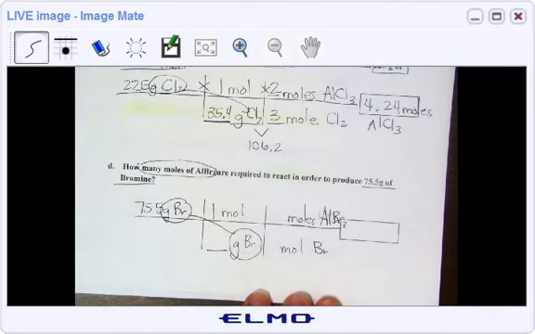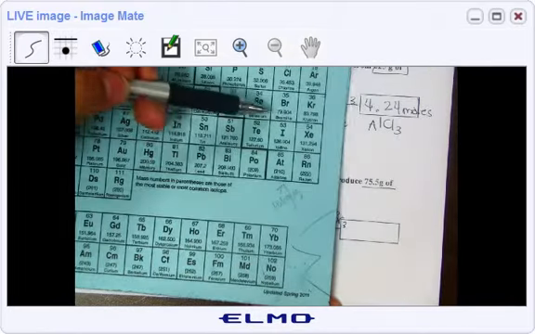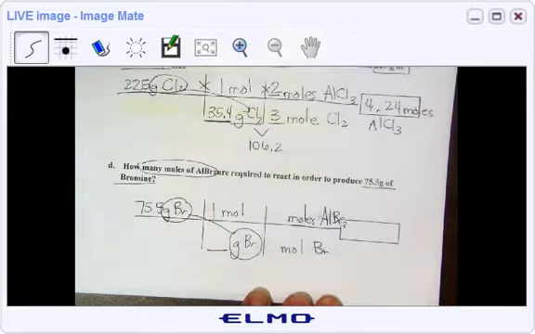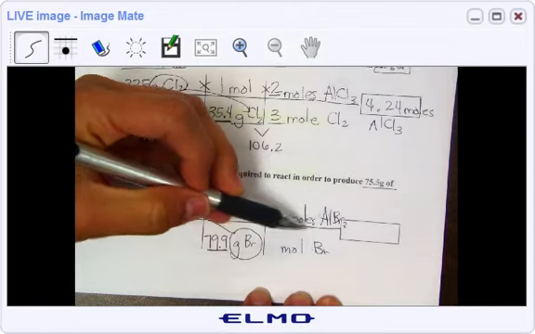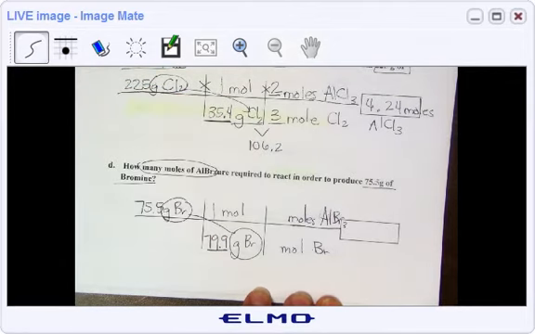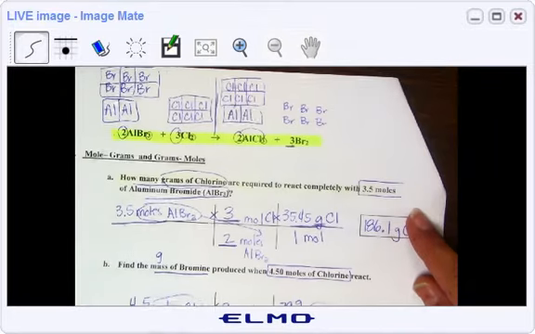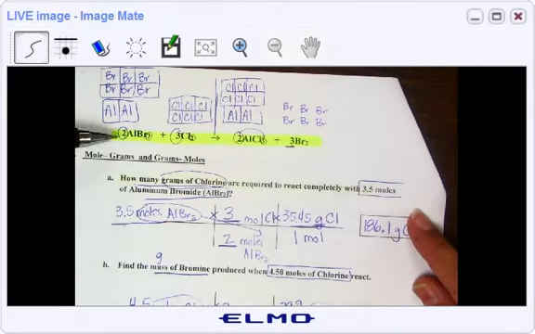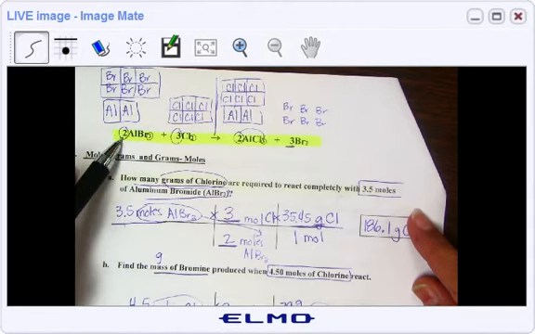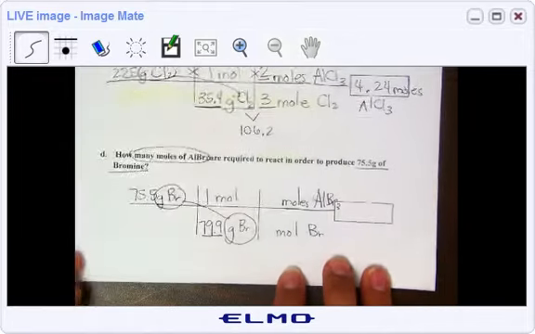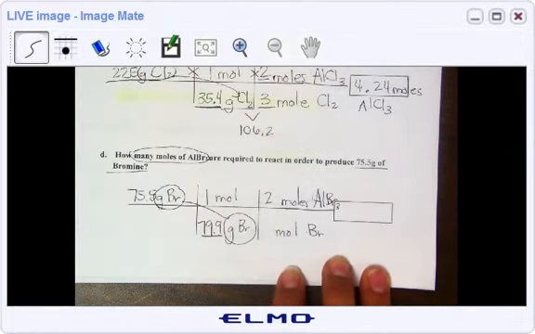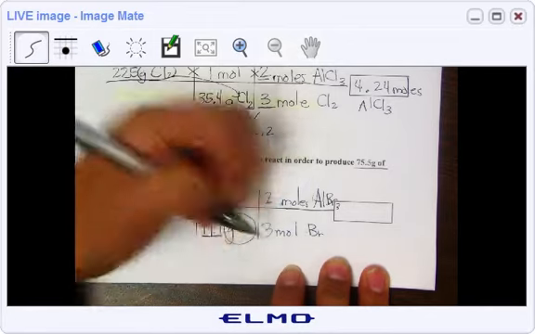Grams of Br, where do we find the mass of elements? Periodic chart. 79.9. 79.9 goes here. To find the moles of these two, you look up at the top of the worksheet and find the coefficients. What is the coefficient of AlBr3? It's 2. The coefficient of Br is 3. So I put 2 for AlBr3, 3 for Br.